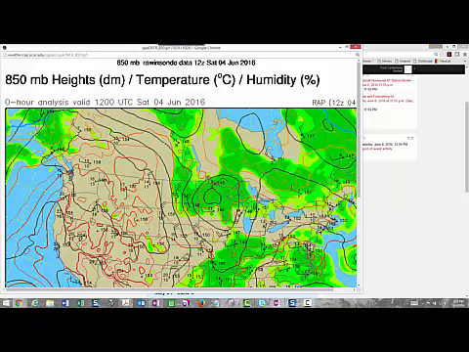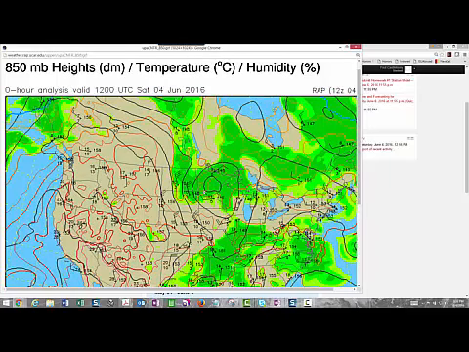So a 10 degrees Celsius spread between the temperature and the dew point temperature indicates dry air. Now if we look a little bit further, let's go to the north here, Minneapolis. Notice that the temperature is 11 degrees Celsius, and the dew point depression, the spread between the temperature and the dew point temperature, is 5 degrees Celsius. And so that would be considered moist.